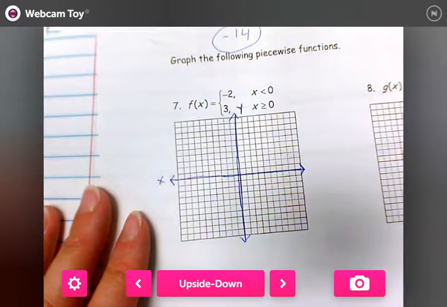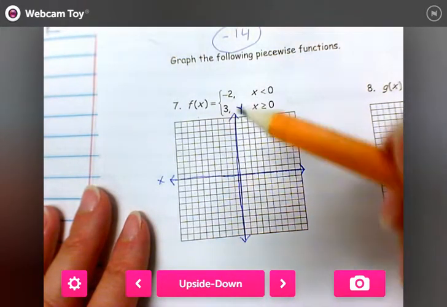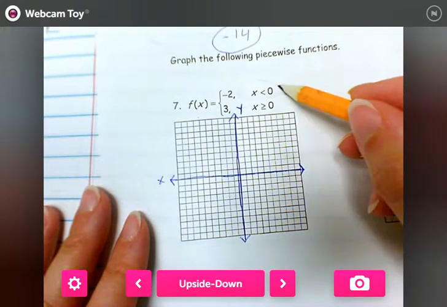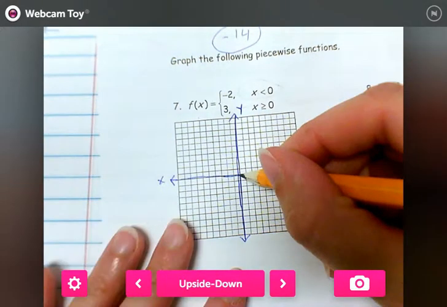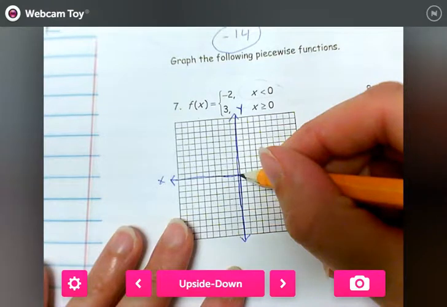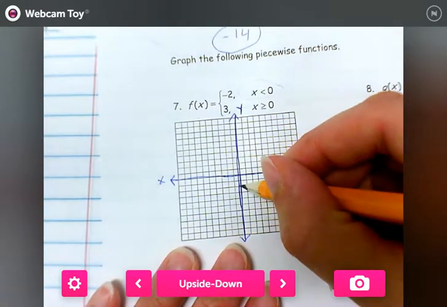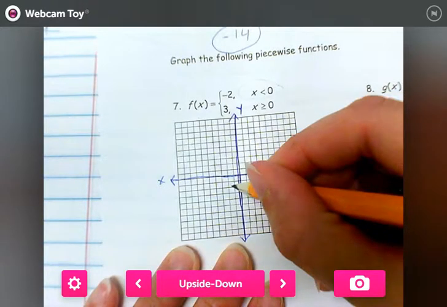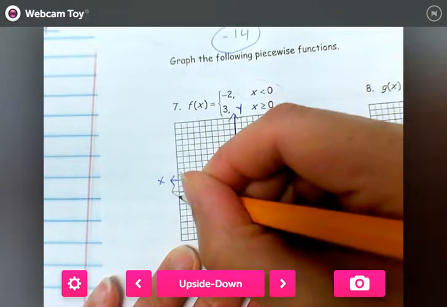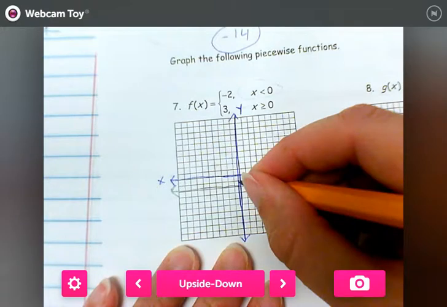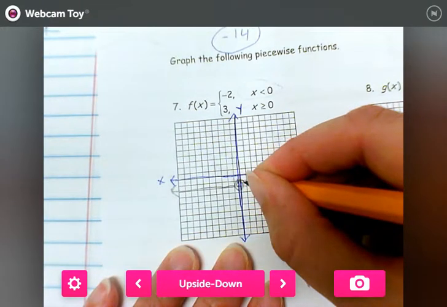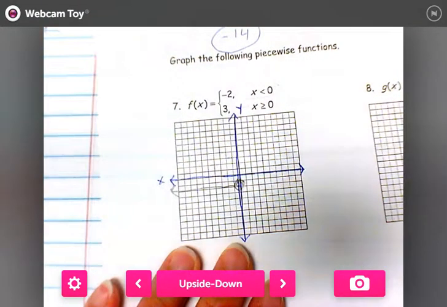So first of all, I'm going to go to where x is 0. X is less than 0. So I'm going to go x, I'm going to go less than 0 is negative 2. So we go down 1, 2. And it's got an open circle. And it goes in that direction.